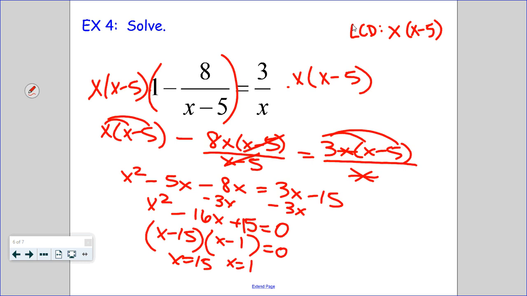No. So as long as I did everything right, then this is going to check out, and both of them are solutions. Okay? So I check them. Both are solutions. And I don't have any extraneous solutions. I just have 2 in that case. Okay? Questions on that one?